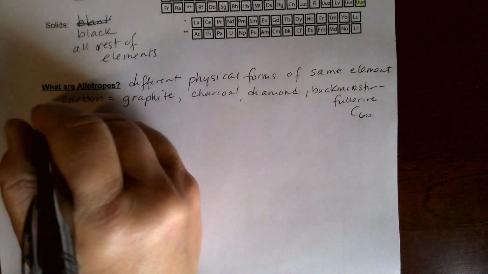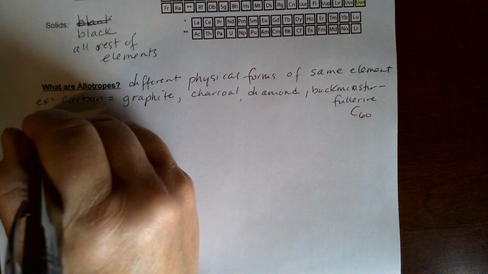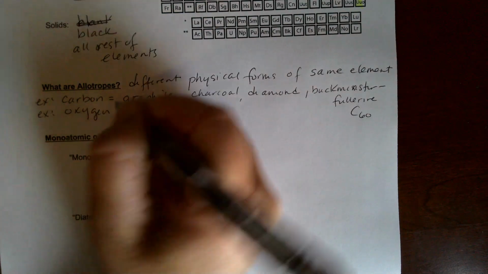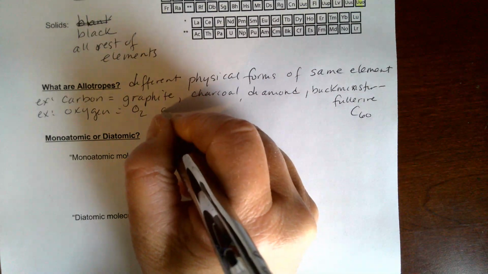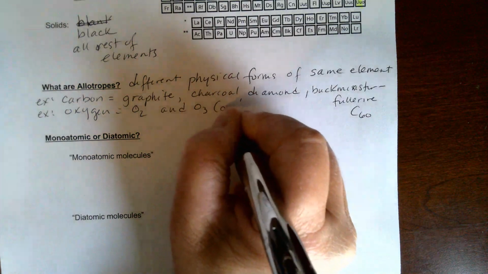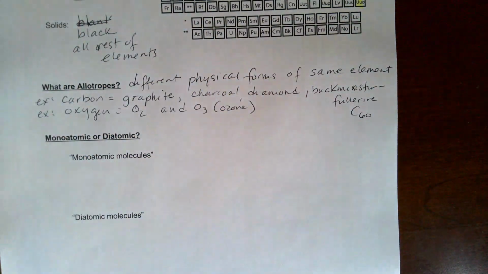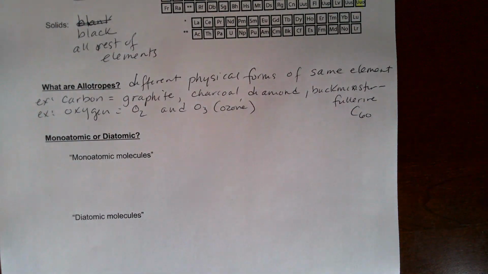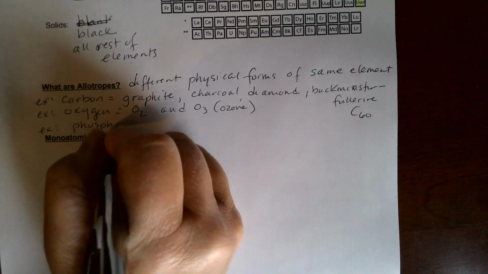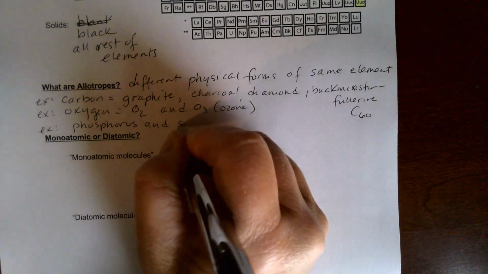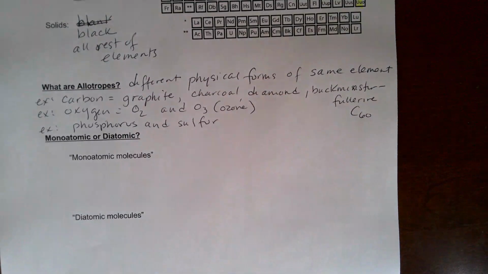Other elements can do this too. So here's an example, carbon. Another example is oxygen. We can have O2, which is oxygen gas, and we can have O3, which is ozone. Right? Same element, just different physical forms, the way they're bonded together. Other elements that do this are phosphorus and sulfur. And I'm not going to get into details, but the idea here is that some elements can become allotropes. And we'll just kind of leave it at that as a definition thing.